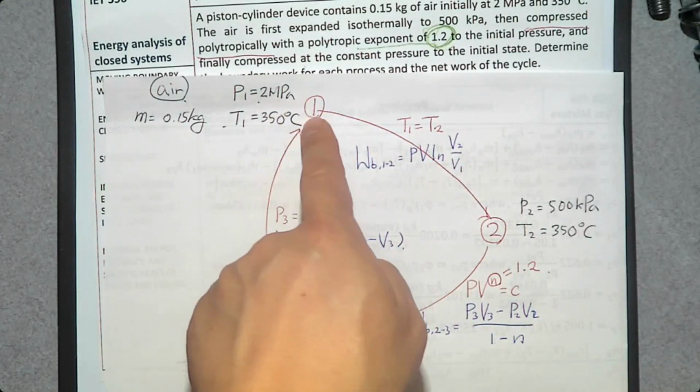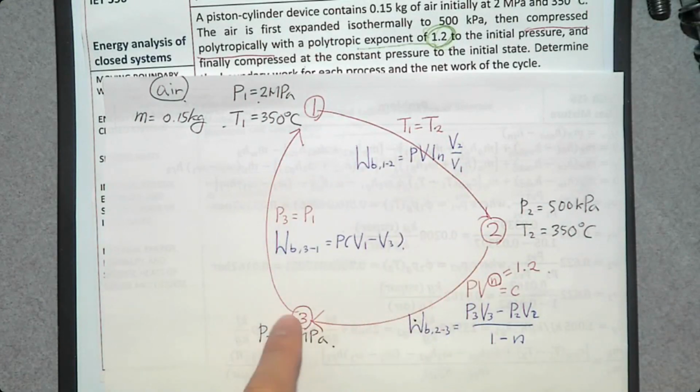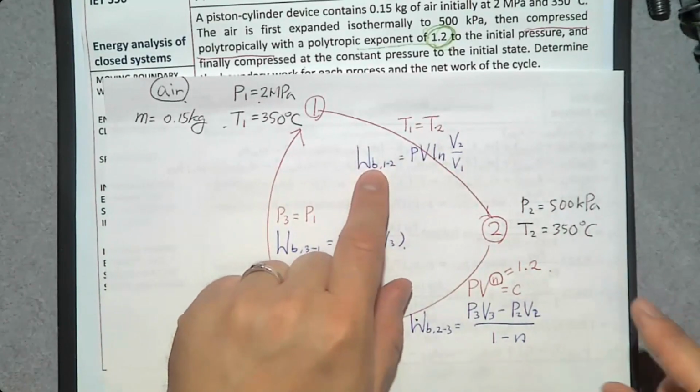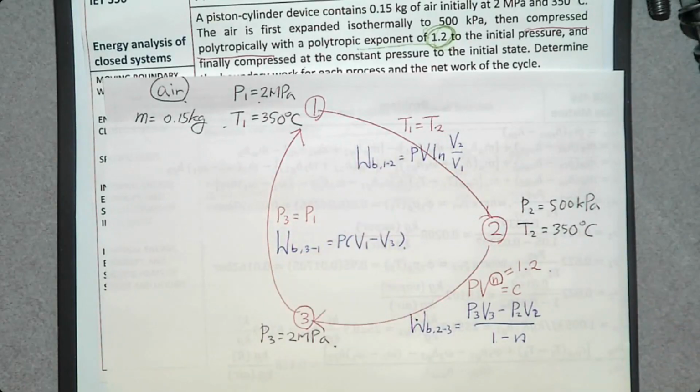This cycle has 3 processes, and state number 1, 2, 3, 4. 4 becomes 1. Okay, so let's solve this problem. This one first, moving boundary work between 1 and 2.